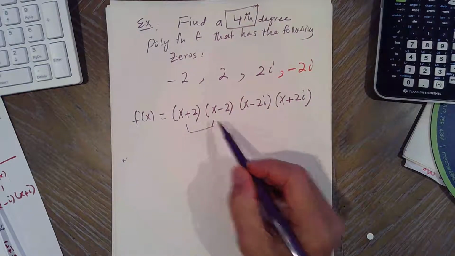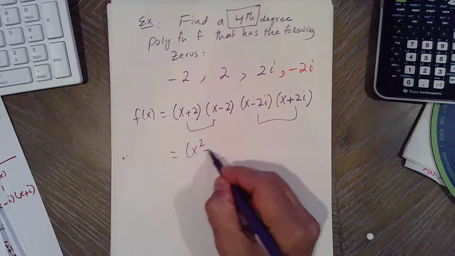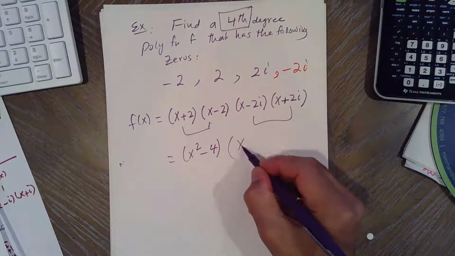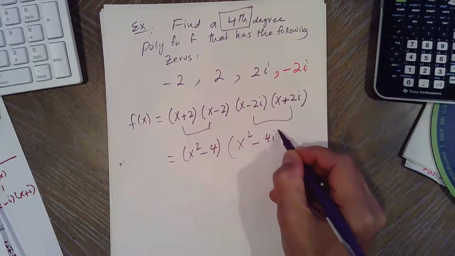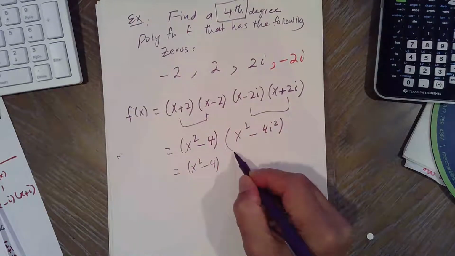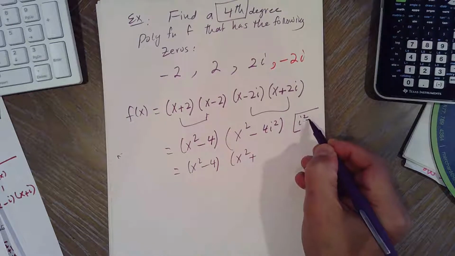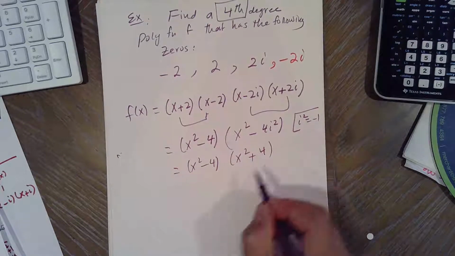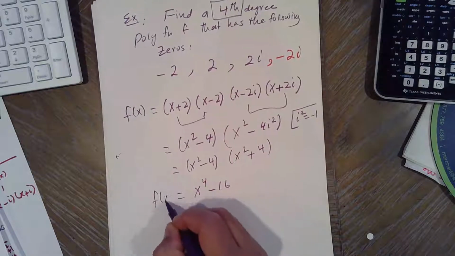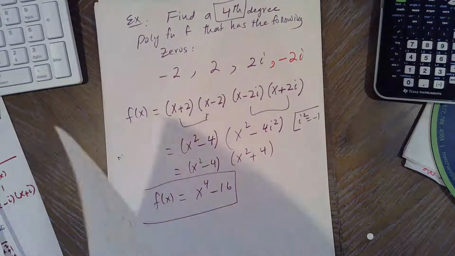Okay, let's work the real and the imaginary together. This is the difference of two squares. If you FOIL it, it's going to be x squared minus 4. If you FOIL this, it's going to be x squared minus 4i squared. So x squared minus 4i squared becomes plus 4, because negative 4 times negative 1. Don't ever forget that i squared is negative 1. And now if you work it out, it's x to the 4 minus 16. Okay.